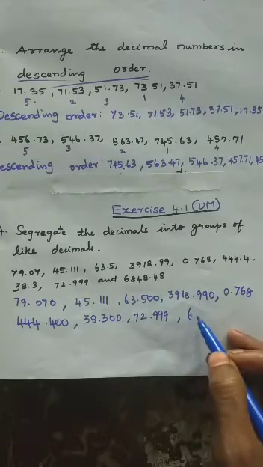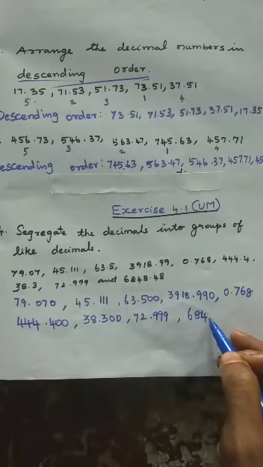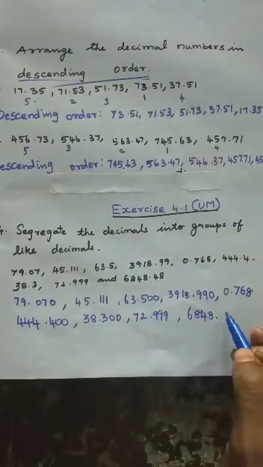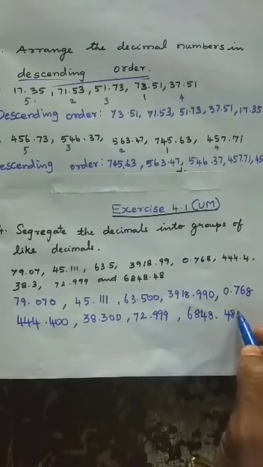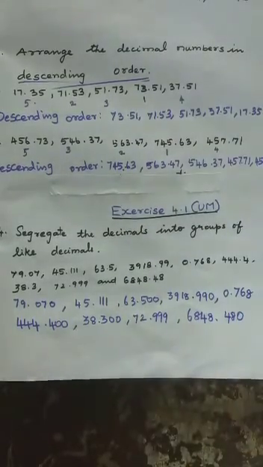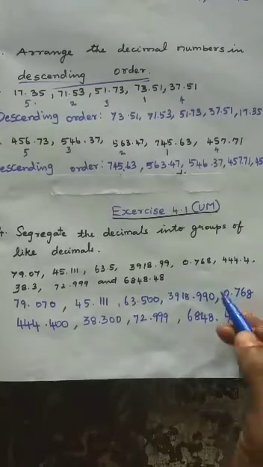Then the last one, 6848.48, and add 1 zero. Okay, we have made the decimals like decimals.